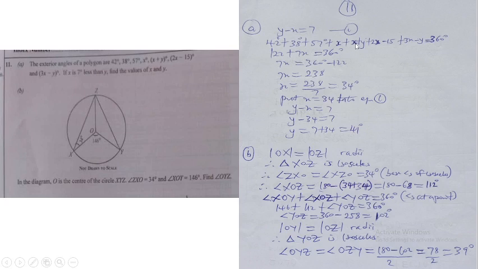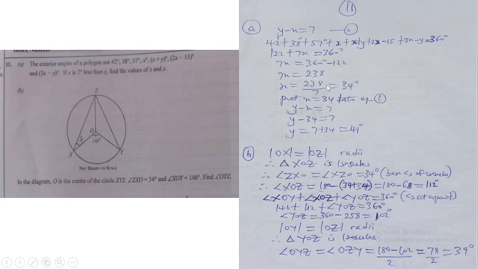Then s plus s plus 2s plus 3s will give us 7s. Then y minus y will give us 0, equals 360 degrees. Then from there we can collect like terms: 7s equals 360 minus 122. That'll give us 238. Then we can divide both sides by 7, and that'll give us the value of s. So s is equal to 34 degrees.